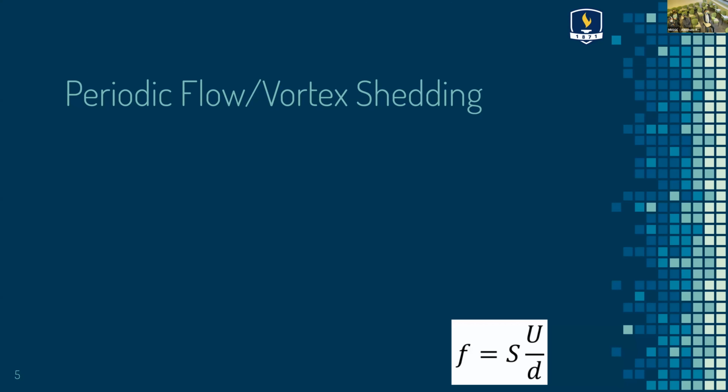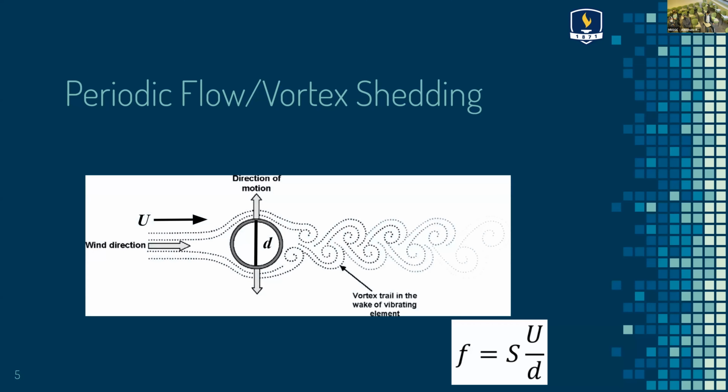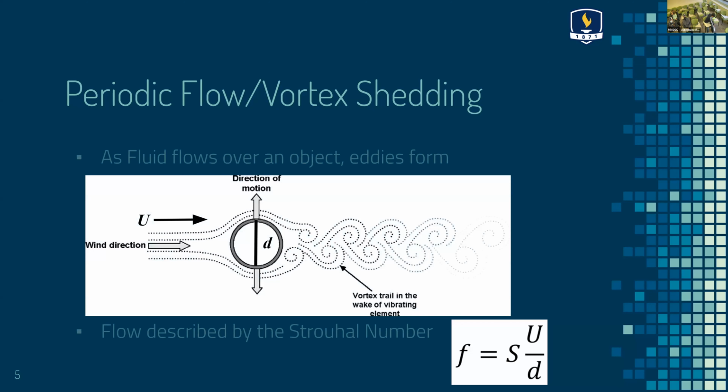All right, this is the flow that we're interested in studying, periodic motion or vortex shedding more accurately. What this is, when you've got fluid flowing over an object, there's eddies that form behind that object if you've got a relatively laminar flow. It's all governed by this equation here on the bottom, which is cut off by the bar, but it's F equals S times U, which is the fluid velocity, over D, which is the diameter of the cylinder.